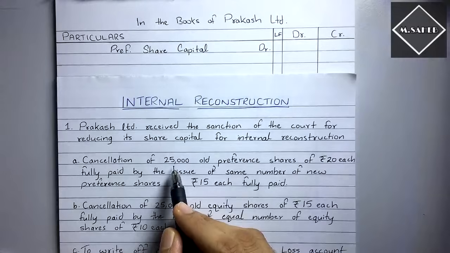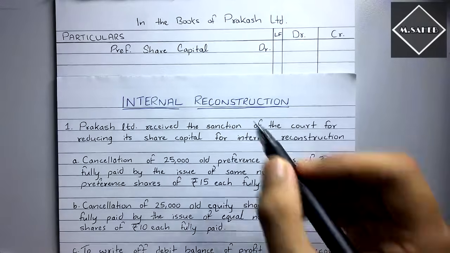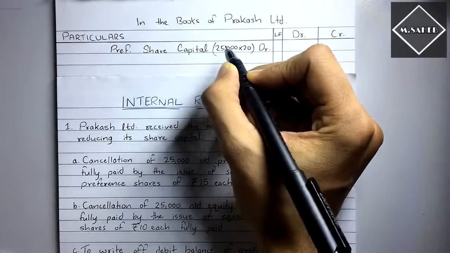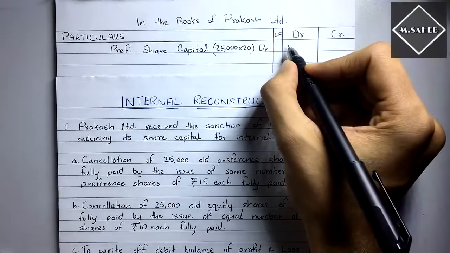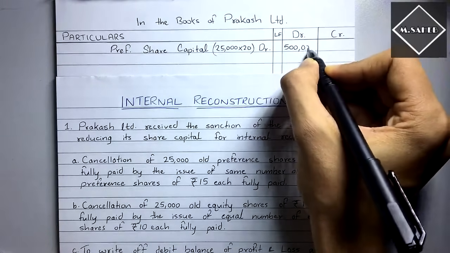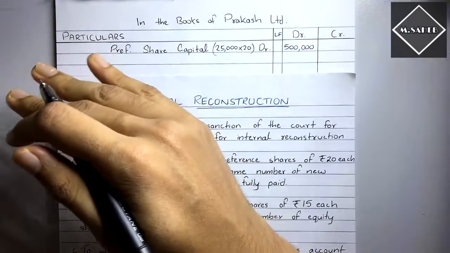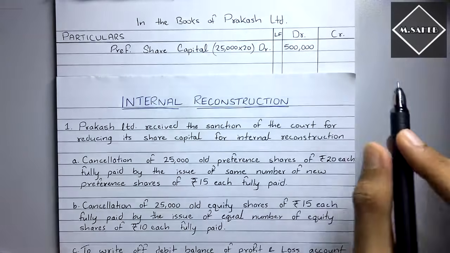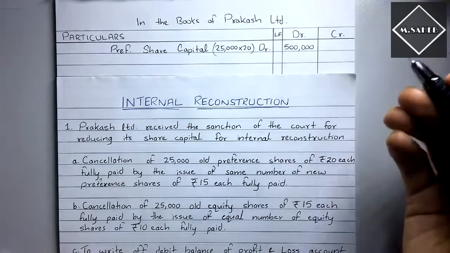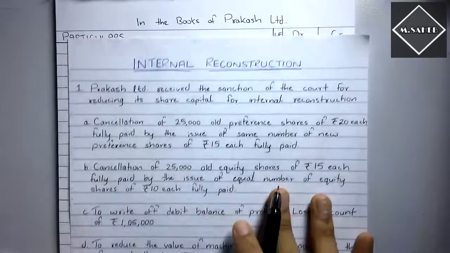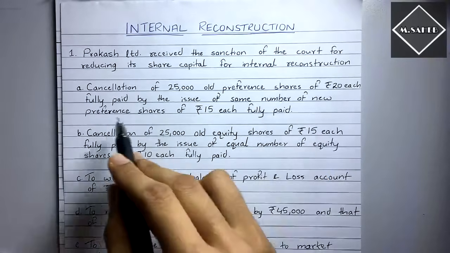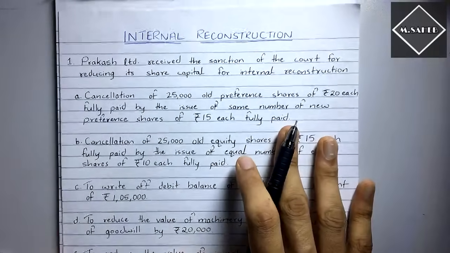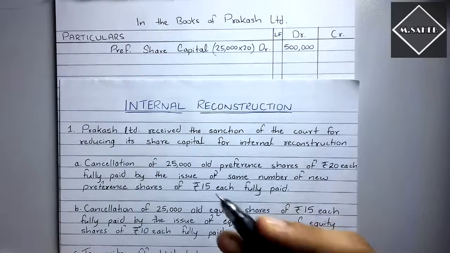So here they have said 25,000 and 20. 25,000 into 20, how much is it? It is 5 lakh. So you have now scrapped off this preference share capital liability. Now you have to create a new liability, you have to create new shares. You have to create the issue of the same number of new preference shares of rupees 15 each, fully paid, from 20 to 15. So how will you do that? To increase the liability, you will credit it.